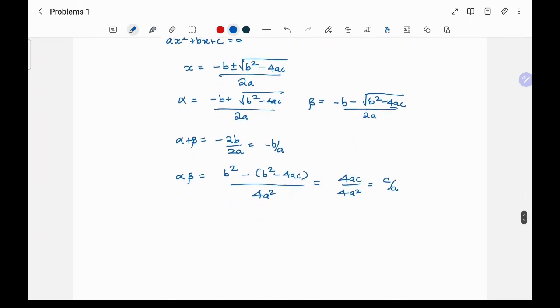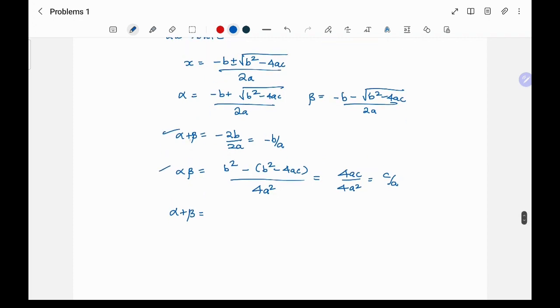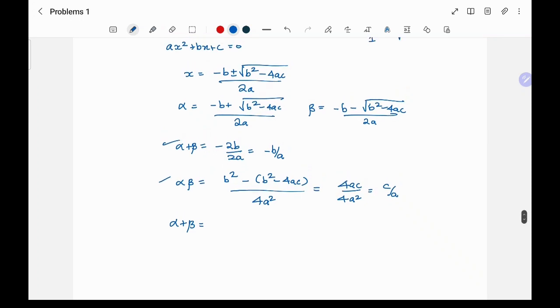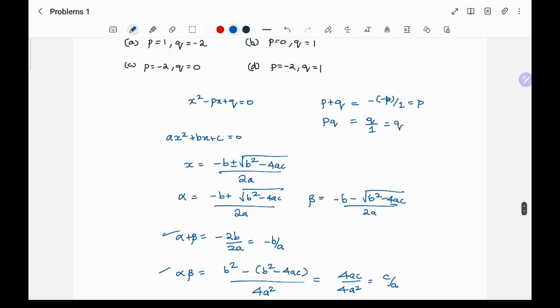So these two equations are very important. Any quadratic equation, if the roots are alpha and beta, then the sum of the roots is equal to minus b by a, where b is the coefficient of x and a is the coefficient of x square, and the product of the roots is equal to c by a, where c is again the constant term and a is the coefficient of x square. So now we can easily solve, right? We have p plus q is equal to p, which implies q is equal to 0, right? And we have pq is equal to q, which implies, we can cancel q on both sides, p is equal to 1.